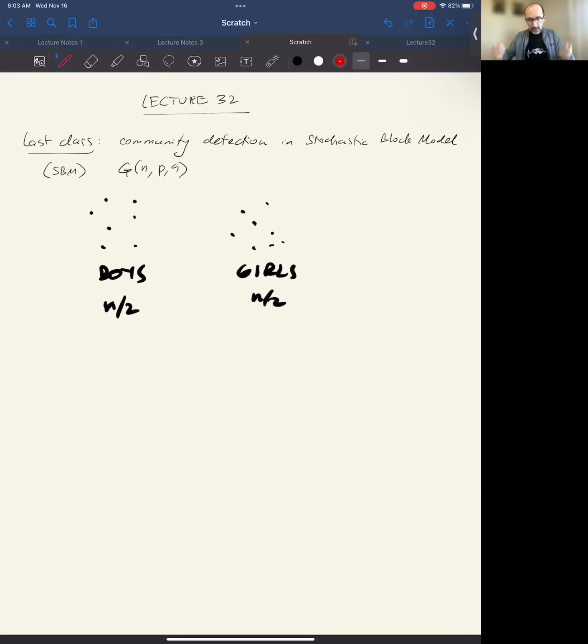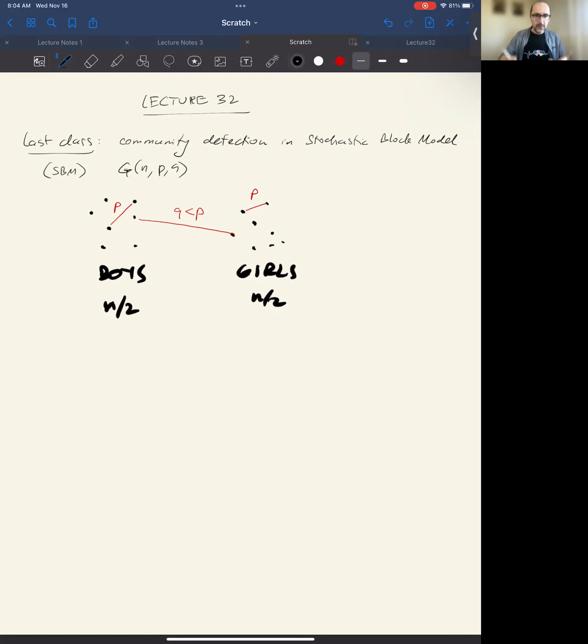And then the edges, which we may interpret as friendships, occur at random between any pair of boys with probability P independently, and girls with probability P independently. Boys with girls with probability Q, which is less than P, also independently. All the edges are independent here. So this is G(n, P, Q). The fact that Q is less than P means that boys are more likely to be friends with boys and girls more likely to be friends with girls than across. So that's our standing assumption.